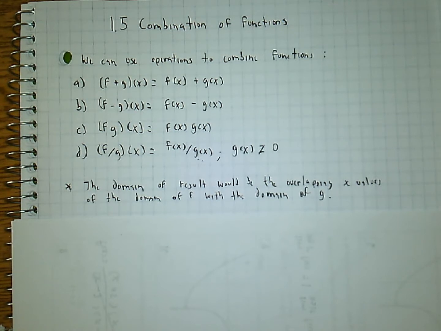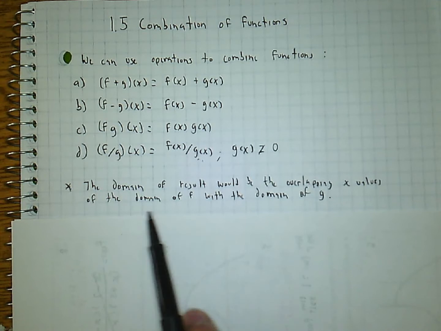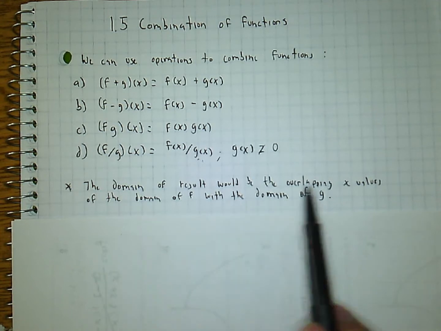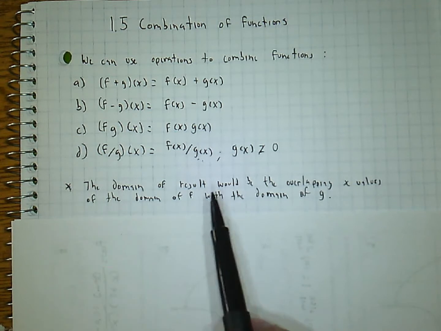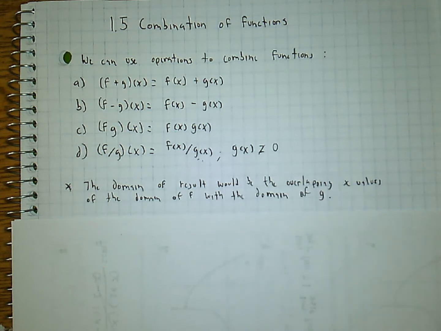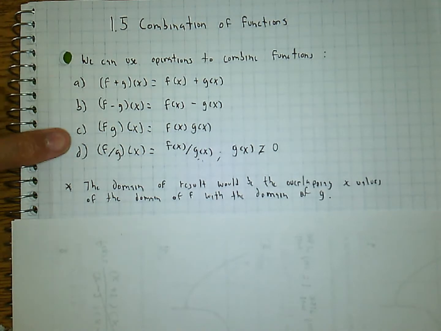Now, one thing about this, and the reason why I bring it up, is that when you combine functions, the domain of that result is going to be different. So the domain of the result would have to be the overlapping x values of the domain of the f function with the domain of the g function, okay? So that can be a little confusing to understand. So the best way to attack this problem, in my opinion, would be to actually try out an example in which we are going to perform all four operations and we're going to find the domain for that function, okay? So let's go ahead and give it a go.